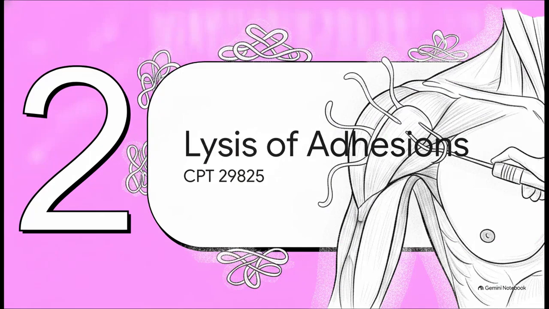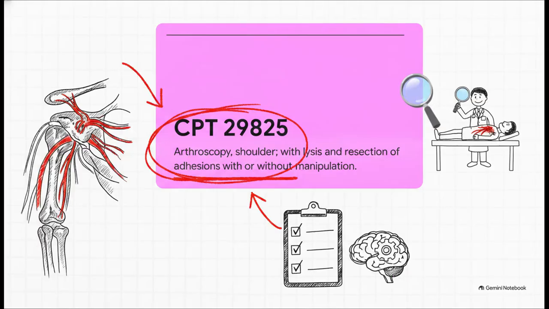All right, shifting gears to Section 2, lysis of adhesions, CPT 29825, and restoring glenohumeral mobility. Here is our CPT code 29825, arthroscopy, shoulder, surgical, with lysis and resection of adhesions with or without manipulation. Seriously, I want you to highlight, underline, and circle that phrase, with or without manipulation. This is a massive compliance detail.